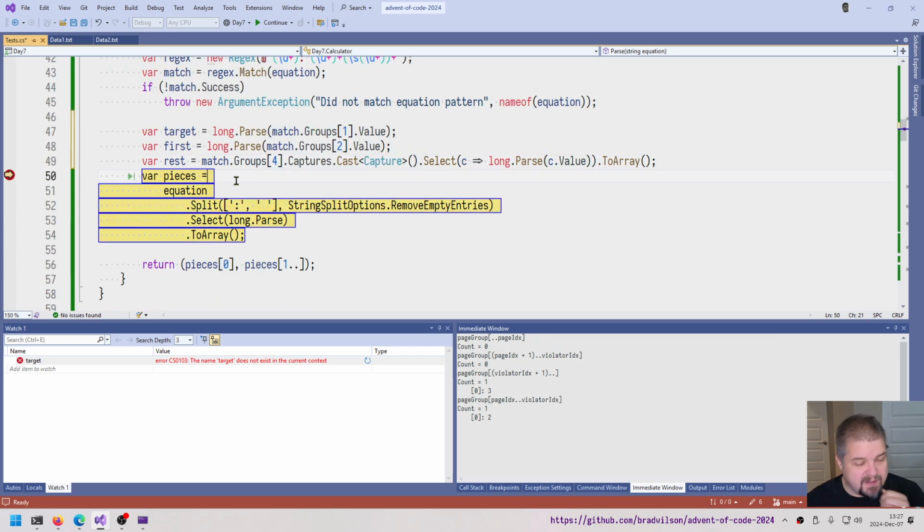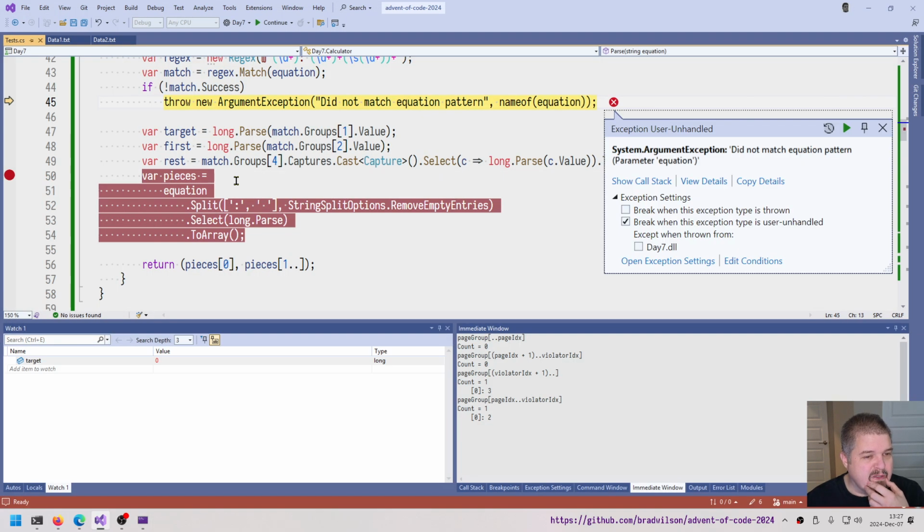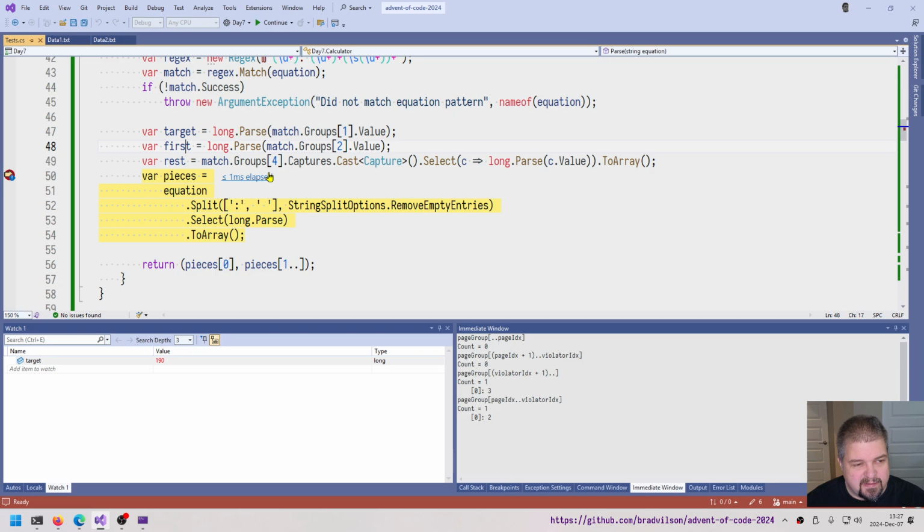Okay, and then that should get us that. So let's stop and run again, and let's see if we're happy with where that came. I don't care about that. So our target's 190, our first is 10, our rest is 19. So far, so good.